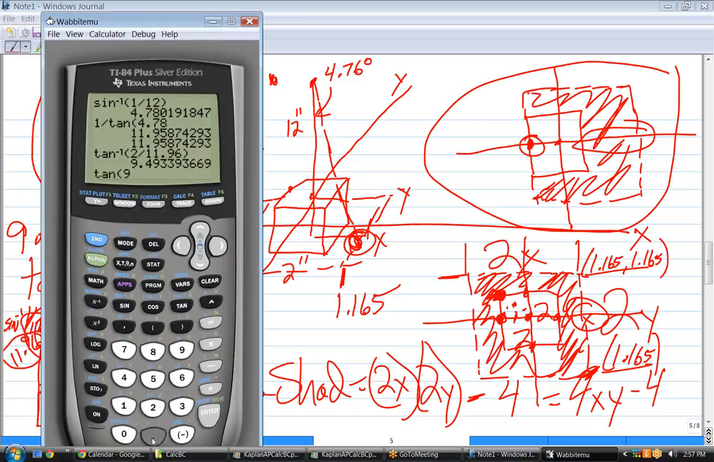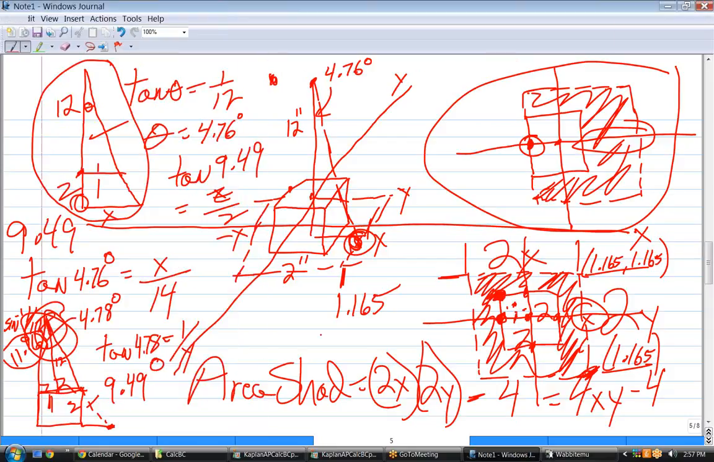Tangent of 9.49, divided by 2. Tangent of 9.49 is equal to x divided by 2. So x is the tangent divided by 2.